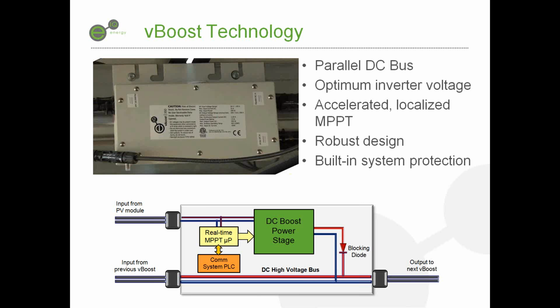The other thing that the vBoost unit is going to be doing is collecting communication information. It collects all its telemetry information and it ships that off over the power line carrier, essentially over the DC bus.